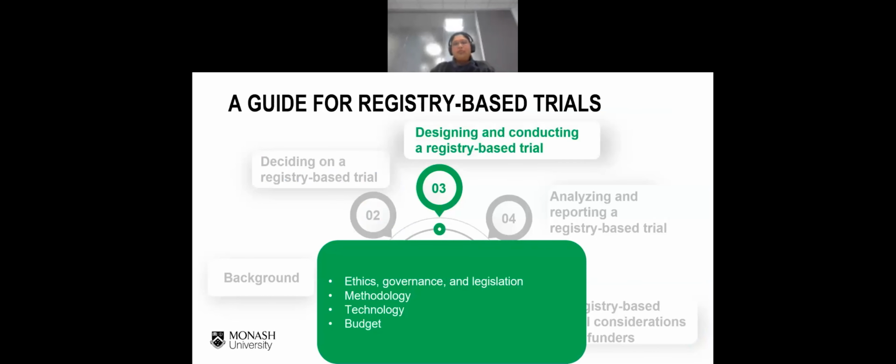The third part will provide details to support the design and conduct of registry-based trials, and it covers key considerations related to ethics, methodology, budget, and technology. So ethics would deal with issues around consent, data and site governance, participant withdrawal, conflicts of interest, and methodological considerations would include things such as how will the registry support the trial, or what aspects of the registry will the trial use, and how do you minimize bias and ways to manage data quality.